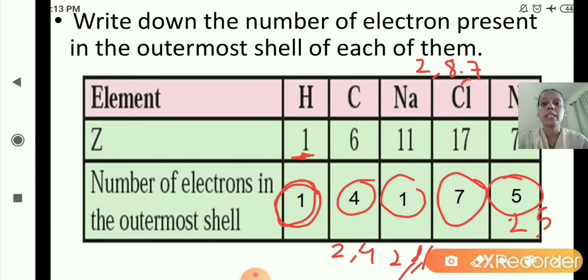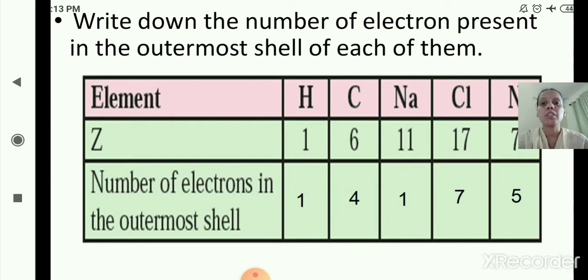Okay. First we will see the electronic configuration. For this, first you have to know the Z, means atomic number, for each of the elements. What is the atomic number for hydrogen? 1. For carbon 6. Sodium 11. Chlorine 17. And nitrogen is 7.